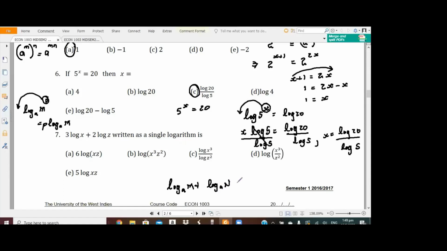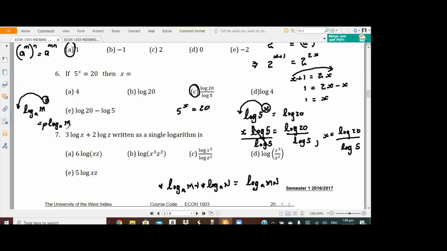log to the base a of m plus log to the base a of n is equal to log to the base a of mn, right? Now, something I want to point out to you here. There's no value in front of log to the base a of m. That means the coefficient is 1. And there's no value here. That means the coefficient is also 1. So if I want to apply this rule here, the coefficients of both log expressions have to be 1. So that means I have to get rid of this 3 and I have to get rid of this 2.